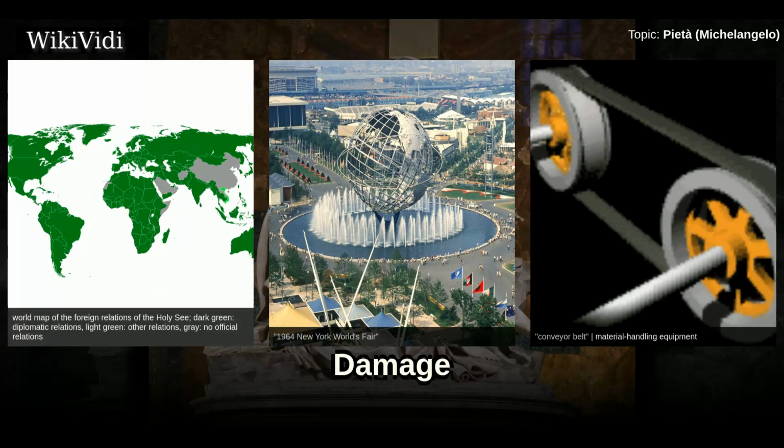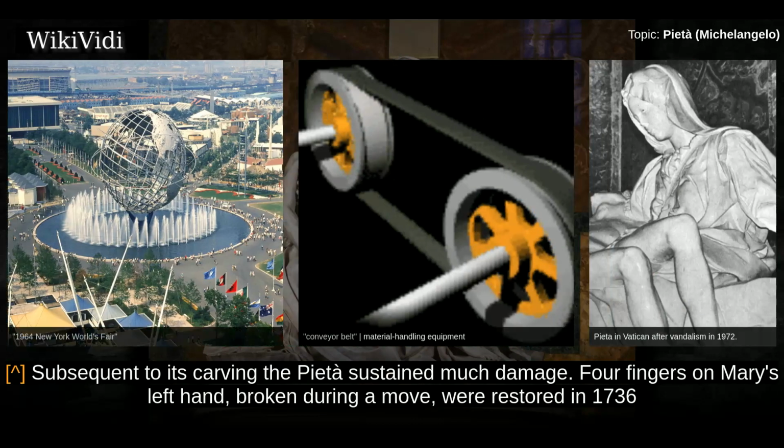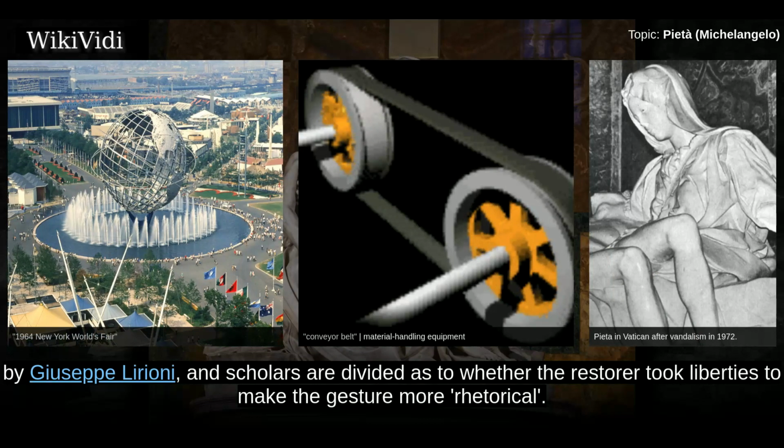Damage. Subsequent to its carving, the Pieta sustained much damage. Four fingers on Mary's left hand, broken during a move, were restored in 1736 by Giuseppe Lerioni, and scholars are divided as to whether the restorer took liberties to make the gesture more rhetorical.